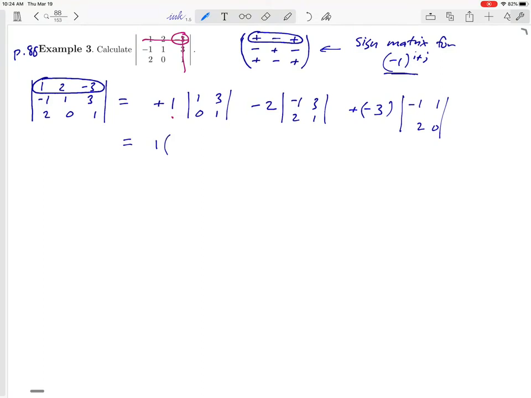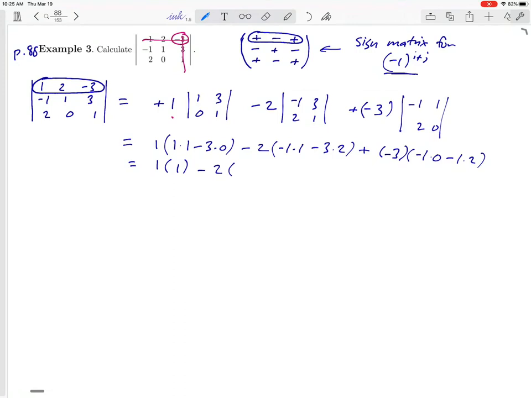So we've got a 1, and then the determinant of this 2x2 is going to look like 1 times 1 minus 3 times 0. Okay, and then moving on to the second one, we've got a minus 1 times 1 minus a 3 times 2, and then finally plus a negative 3 times negative 1 times 0 minus 1 times 2. And then just a matter of doing the arithmetic and seeing what we get.